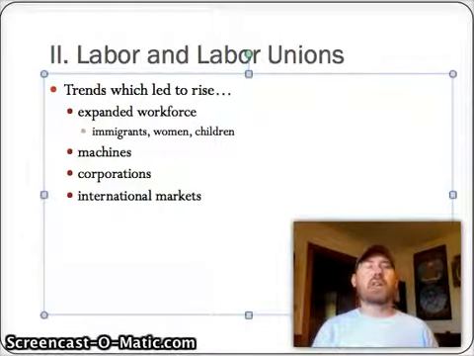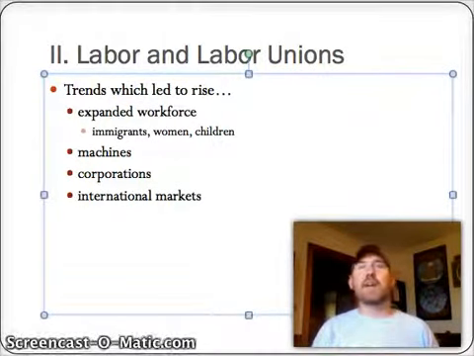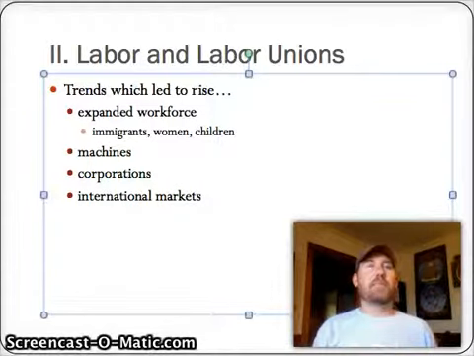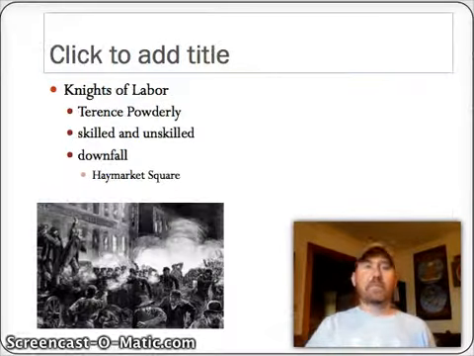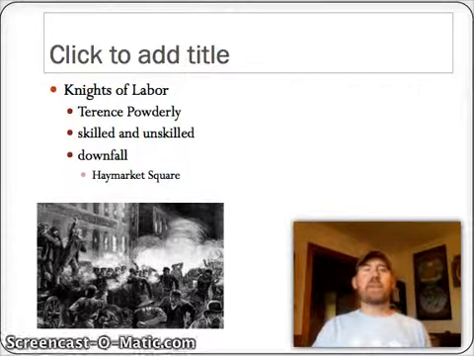So all these factors are going to rise into people finally getting tired of being, from their point of view, abused by employers, and they begin to protest and come out against some of these things that are happening to them. All right, so very briefly, we're going to talk about some of these unions, or at least these early unions that got this movement started.